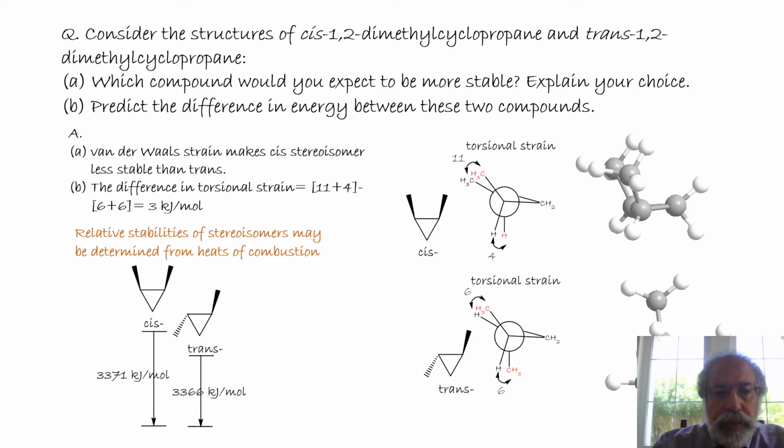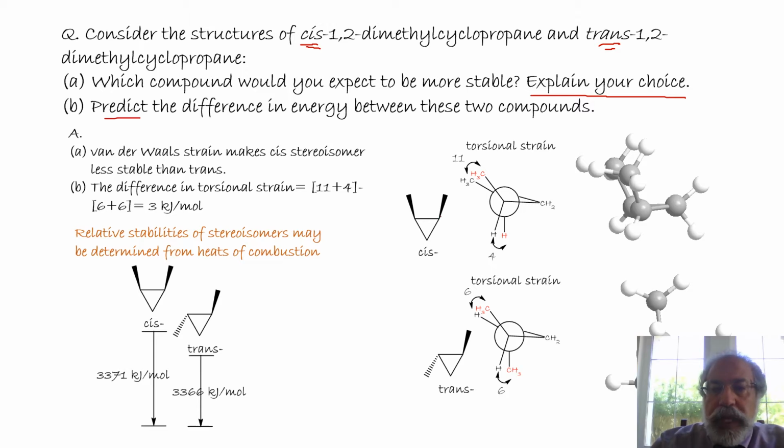Consider the structures of cis-1,2-dimethylcyclopropane and trans-1,2-dimethylcyclopropane. Which compound would you expect to be more stable? Explain your choice. Predict the difference in energy between these two compounds.